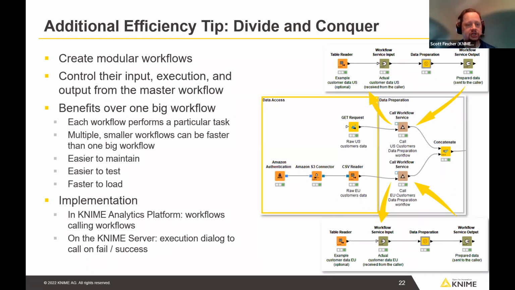So I can compartmentalize by dividing and conquering different functionality, split those out to different workflows, and start thinking about workflow orchestration. You can also do this in the KNIME Server, as opposed to just the analytics platform, by using the execution dialog, where if a particular workflow fails, it calls another workflow. If it succeeds, it calls a different workflow. So there's different approaches depending on whether you're using the analytics platform or server, but this is something you would want to think about, particularly implementing modularity and breaking your workflow up into chunks.